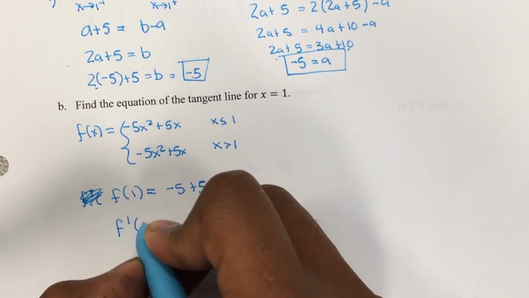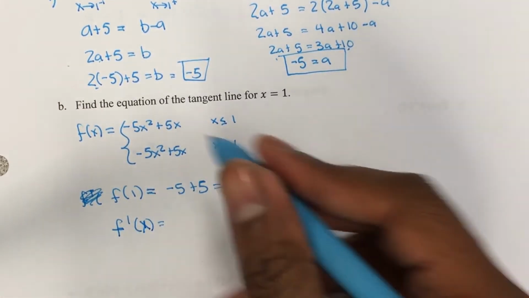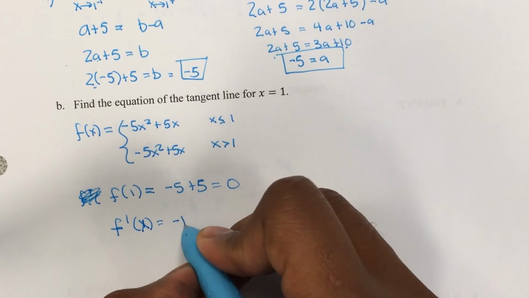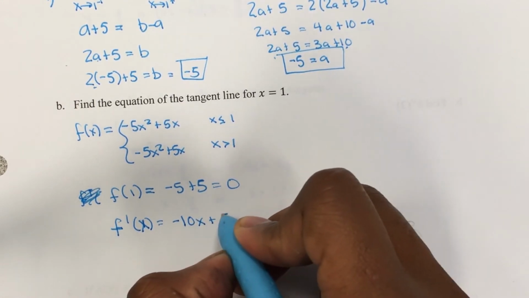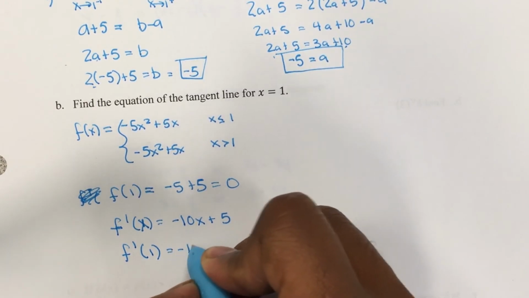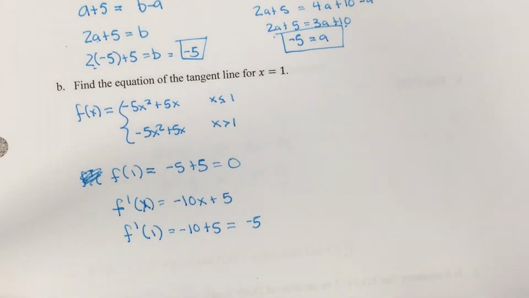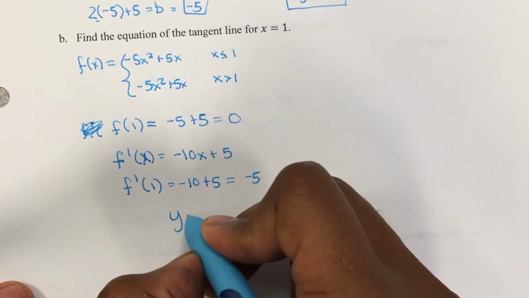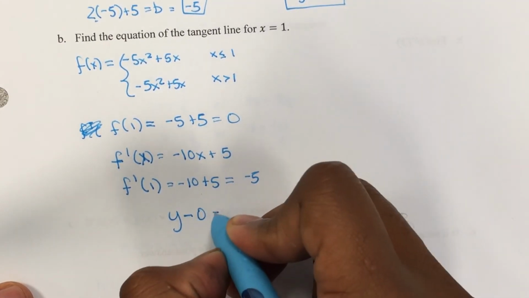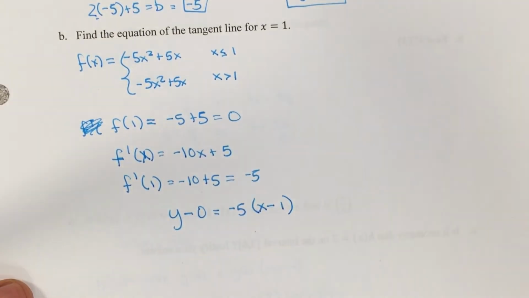f prime of 1 is equal to, well, we'll make it f prime of x first. That is negative 10x plus 5. And so f prime of 1 is negative 10 plus 5, which is negative 5. So the equation of the tangent line is y minus 0 equals negative 5 times x minus 1.